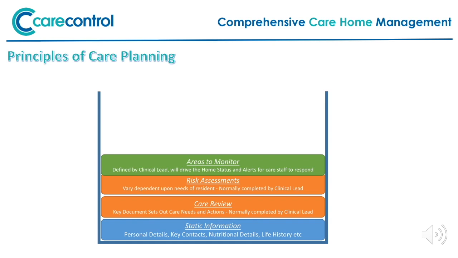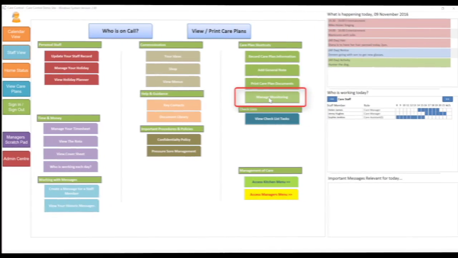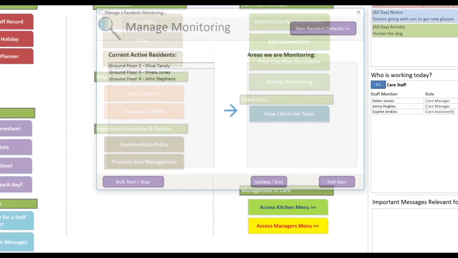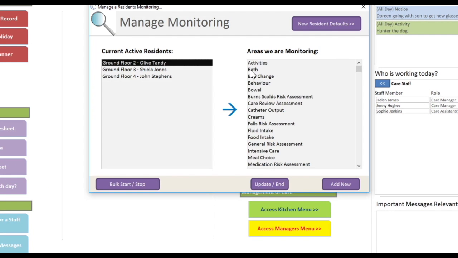Based on the care review and the risk assessments completed, the clinical lead will define which areas of monitoring the resident will need. Monitoring is what produces the alerts shown on the home status screen. It defines that this resident needs support with something, and this is the frequency that that support should be given. In the video you can see how the monitoring has been assigned to each resident.